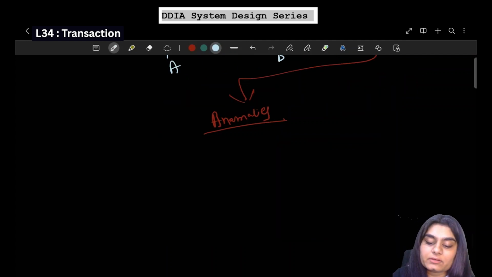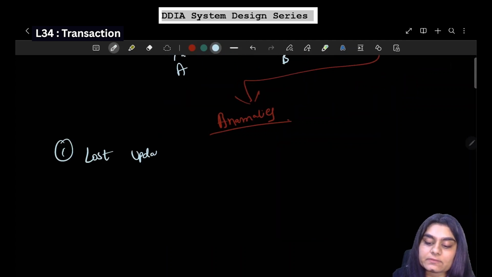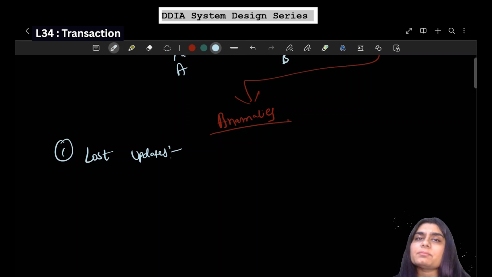Some of them are lost updates. As shown in the above example, both transactions were trying to update the same data based on its initial state. Because of that, one update gets lost, that is, overwritten by the other.